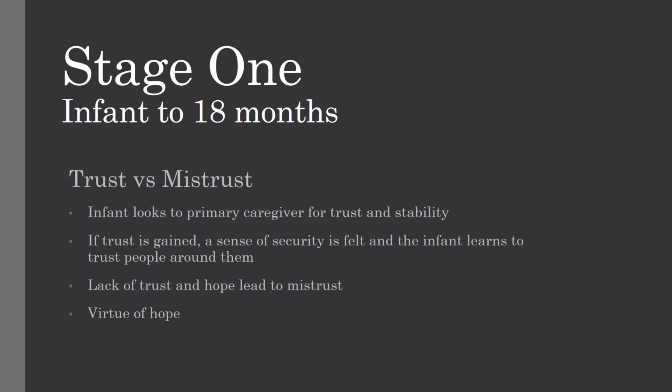Stage 1, infant to 18 months: trust versus mistrust. In this stage of trust, the infant looks to the primary caregiver for stability. If trust is gained, a sense of security is felt, and the infant learns to trust the people around them.